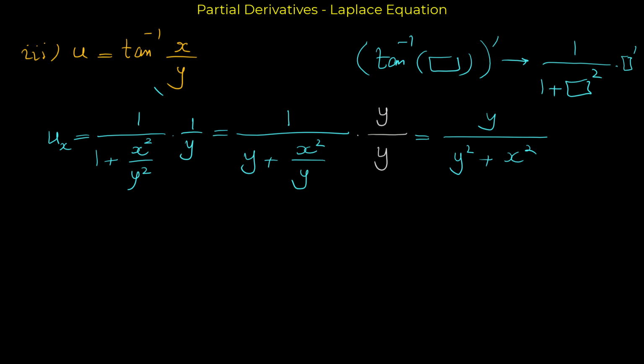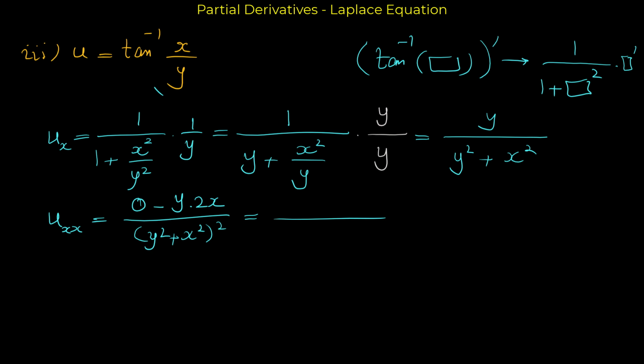Now from this answer, we have to find uxx. For that, we can use quotient rule. Based on the quotient rule, first we take derivative of numerator. Derivative of numerator with respect to x is 0. 0 times the denominator is 0 minus, leave the y in the top, multiply by derivative of denominator with respect to x. Derivative of denominator with respect to x is only 2x, over denominator to the 2. So the answer is negative 2xy over (x² plus y²)².